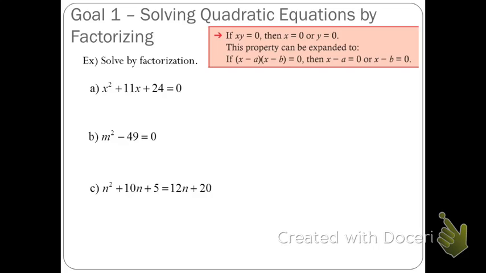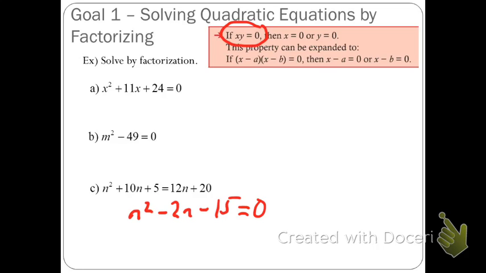Now, I say simple, and you look at this and you might say it's not so simple, but it still is when the equation is not set equal to 0 to begin with. But in order to make use of the factorizing process and the zero product property, we have to set the equation equal to 0. And so what I'm going to do is subtract 12n and 20 from both sides of this equation to begin. And that's going to give me n squared minus 2n minus 15 is equal to 0.